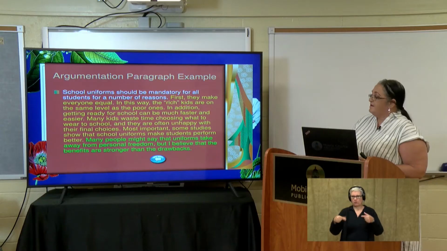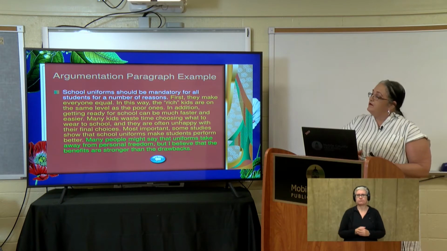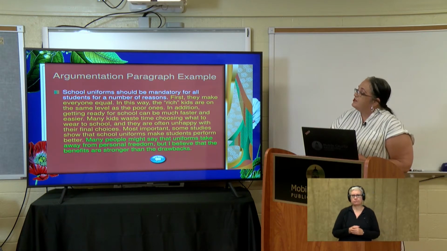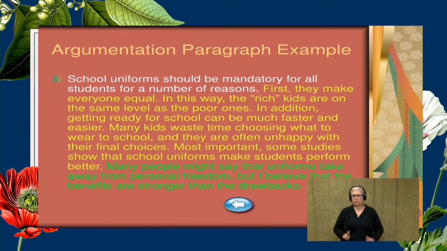Now, here's an example of what an argumentative paper or argumentative paragraph looks like. Let's read together. Follow along. School uniforms should be mandatory for all students for a number of reasons. First, they make everyone equal. In this way, the rich kids are on the same level as the poor ones.